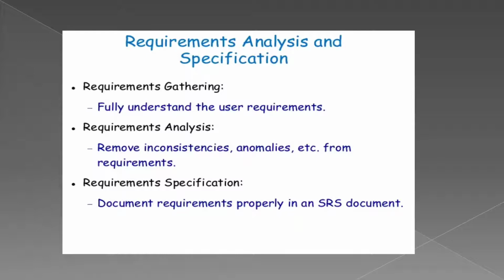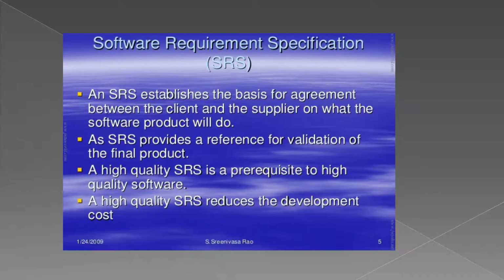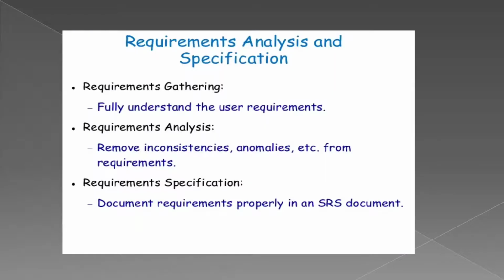Next, what do we mean by requirement analysis and specification? I said there are four activities in RAS: requirement gathering, requirements analysis, requirement specification, and the SRS document. In requirement gathering, fully understand the user requirements. What exactly the user needs is to be gathered first. That is requirement gathering, meaning collecting all the requirements and understanding them fully.